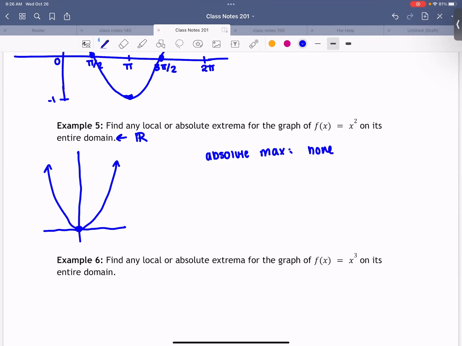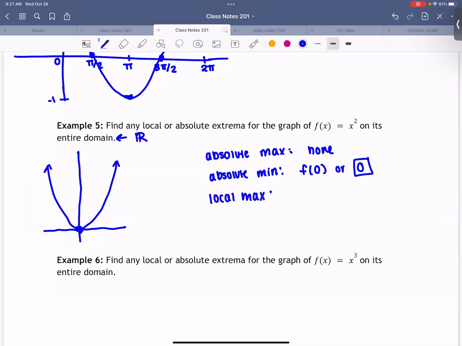Okay, what's the absolute min? 0, right? It looks like at x equals 0 and y equals 0, there actually is an absolute min, right at the center. So we can either say f of 0 or 0. I like writing the number because WebAssign takes it, but we can write it in terms of the x value as long as we write it with f in front.